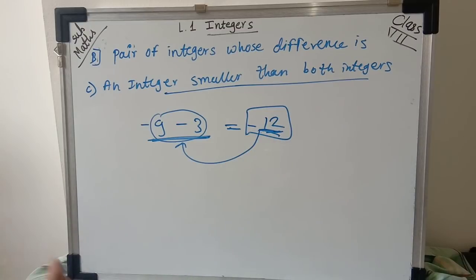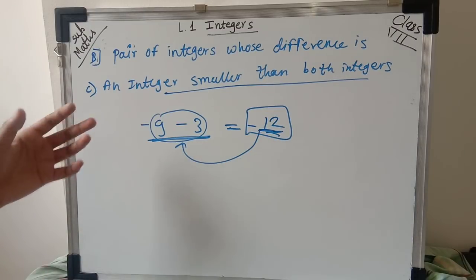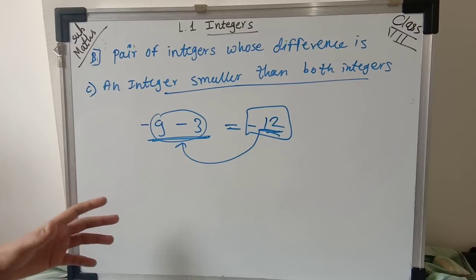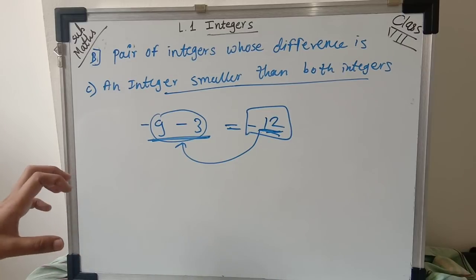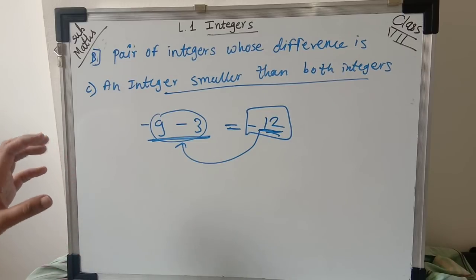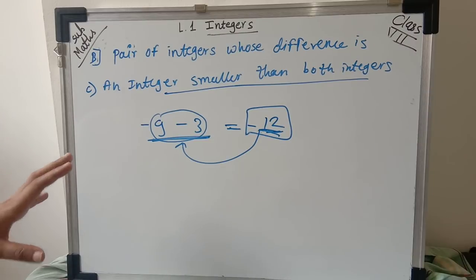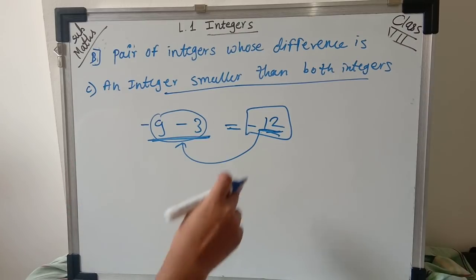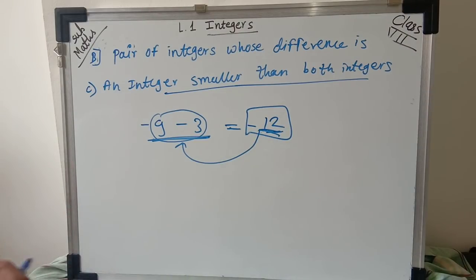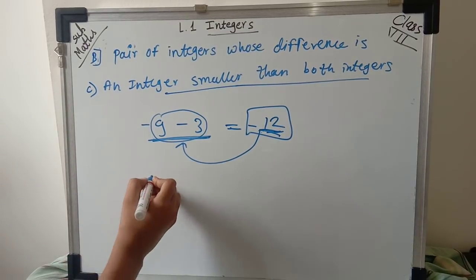So here we can say, whenever you are doing the subtraction of two integers, remember the whole number of one integer is always bigger than the other one, then we'll get the minus, meaning a negative integer, which is smaller than both the integers. Okay, one more example we can take here.